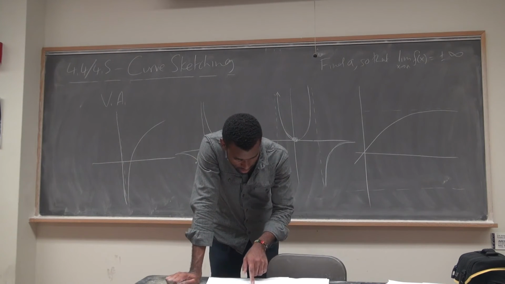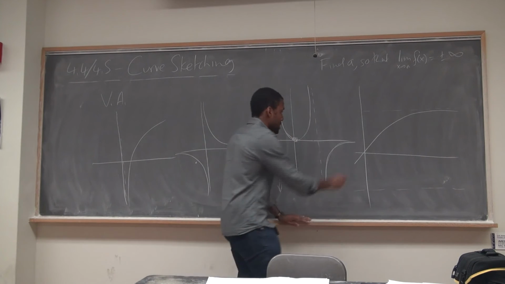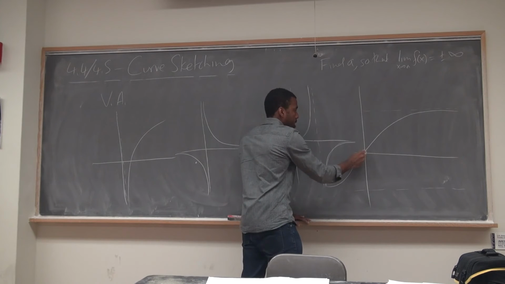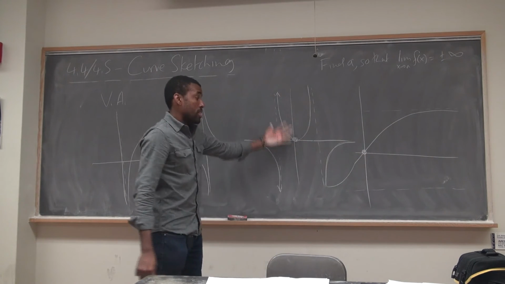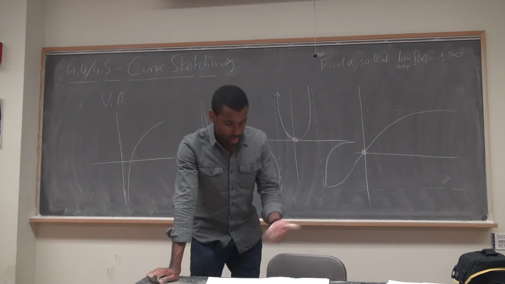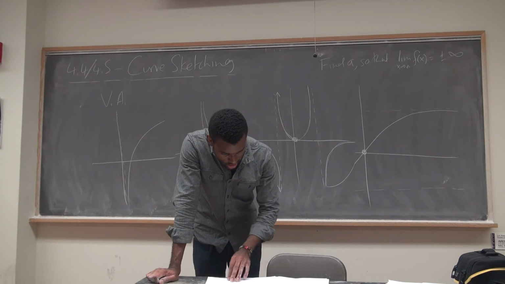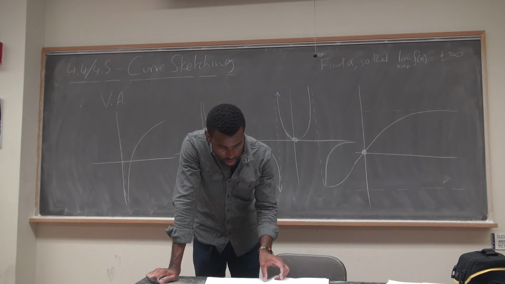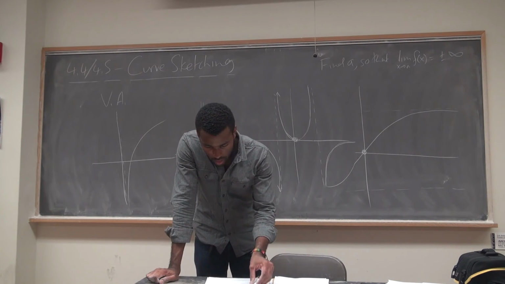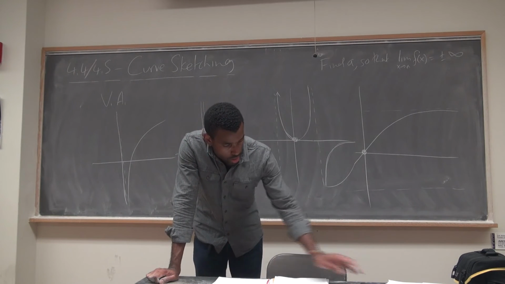Find intervals of concavity and locations of inflection points if they exist, right? So the graph I had here has an inflection point here, right? This graph has no inflection points, but that's again from the table that we've been doing. And with all that, you're going to put it together and sketch the graph, which we're going to do some examples on how to do.